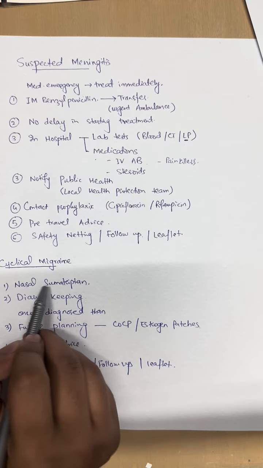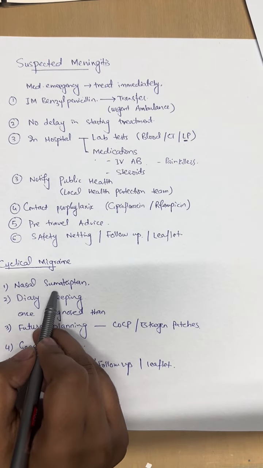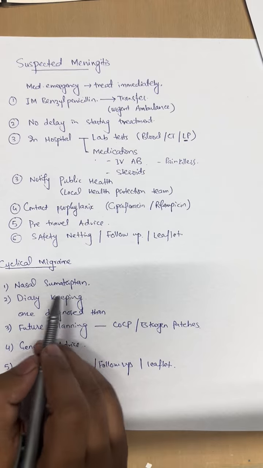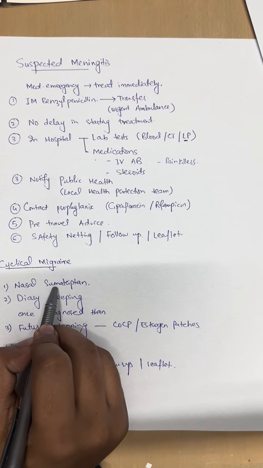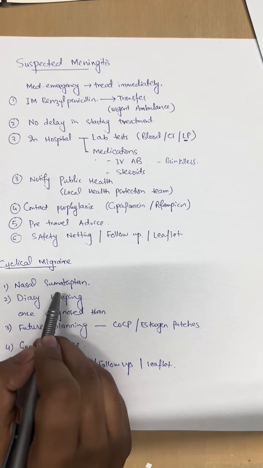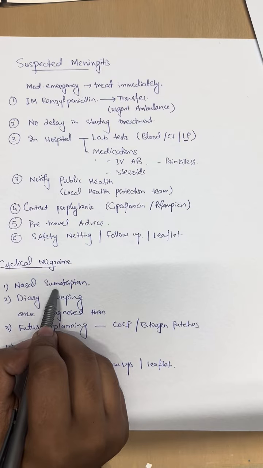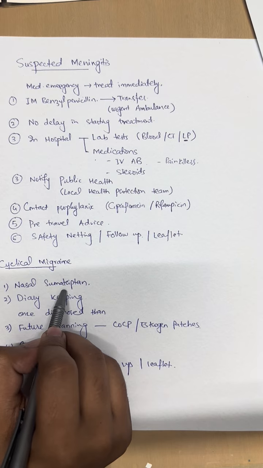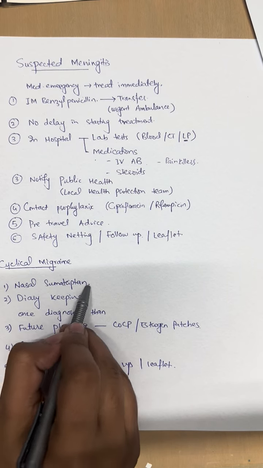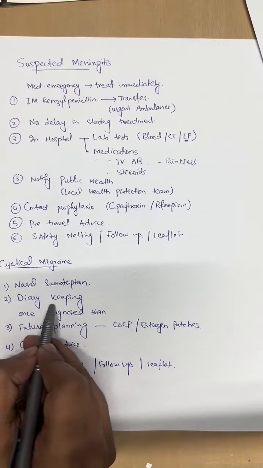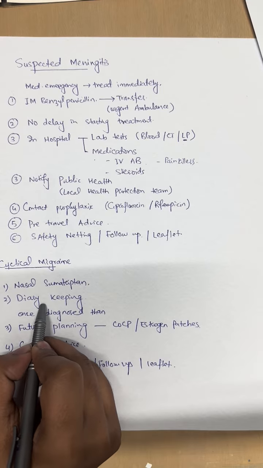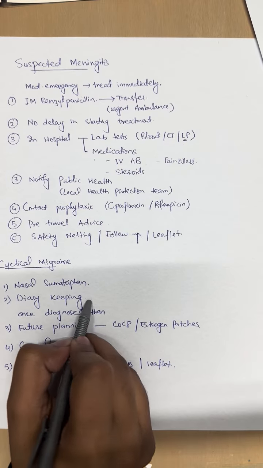Then for the management, tell them that we will prescribe you sumatriptan, nasal sumatriptan, right? It's in the form of a spray, and you have to take it 2 days before the expected period and continue it for 3 days after the bleeding starts, right? Then advise them on diary keeping, and tell them that you have to maintain a headache and period diary for almost 2 to 3 months, right?